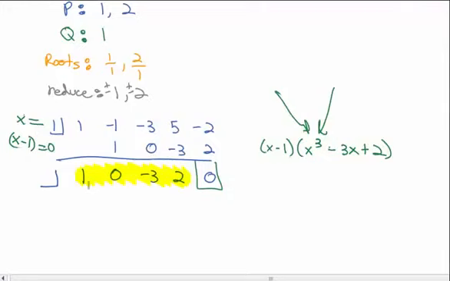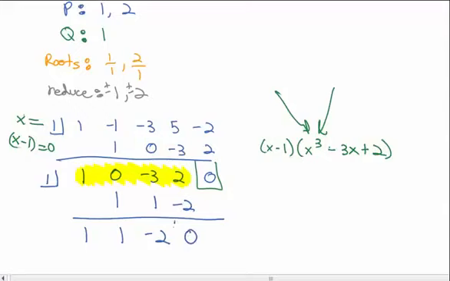Another thing to note is we need to still test 1. There might be more than a single 1 as an option. So we're going to test 1 again. Bring down the 1. 1 times 1 is 1. Plus 0 is 1. Times 1 is 1. Minus 3 is negative 2. Times 1 is negative 2. Comes out to a 0.